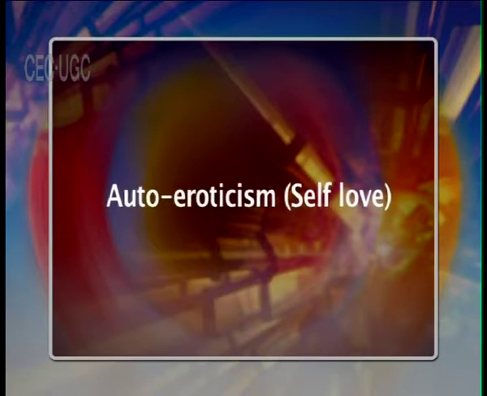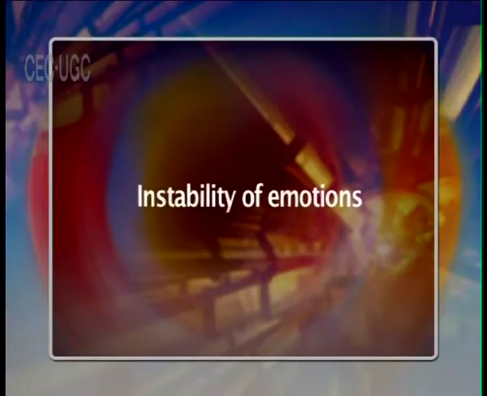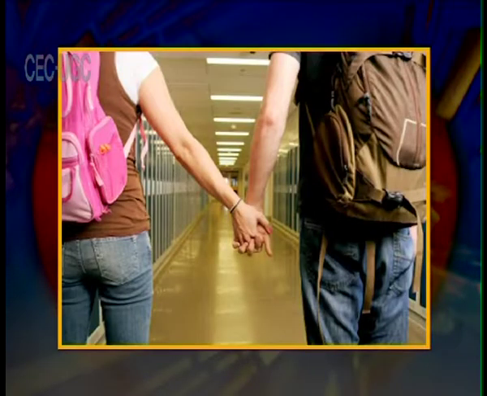Auto-eroticism, self-love. The adolescent becomes self-conscious. He loves his body. He wears costly dresses to attract the attention of others. Emotion of anger. The adolescent is made angry when he is teased, ridiculed, criticized, lectured, treated as a child, or when people impose upon him and are bossy. The young adolescent experiences many frustrations when he is blocked. Instability of emotions. Emotions rise and fall as an adolescent shows fear, anxiety, love, etc.